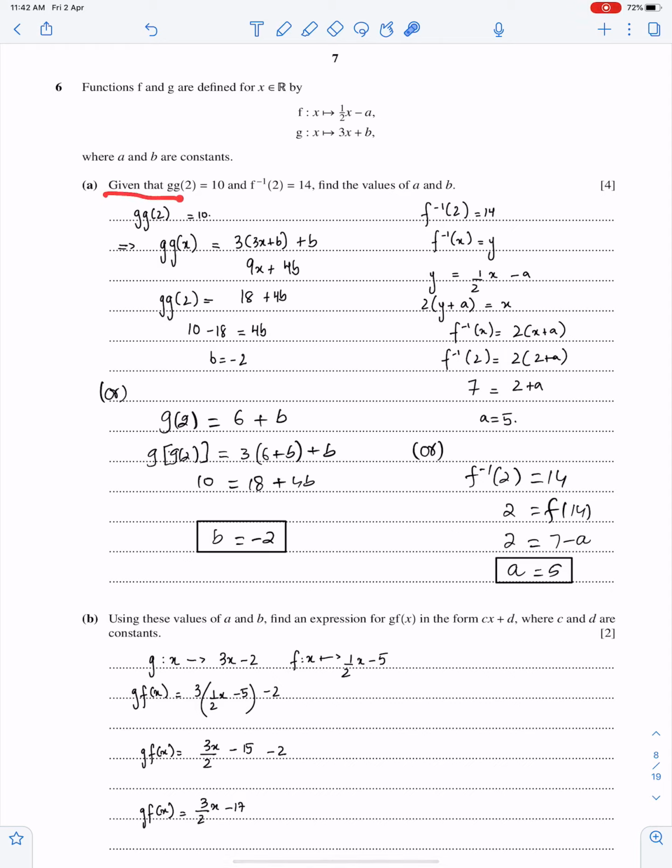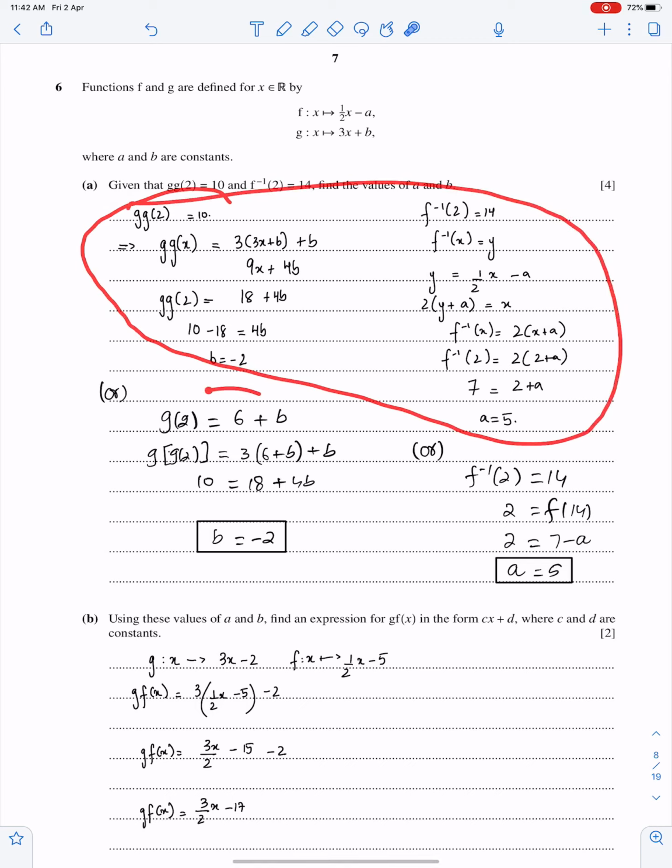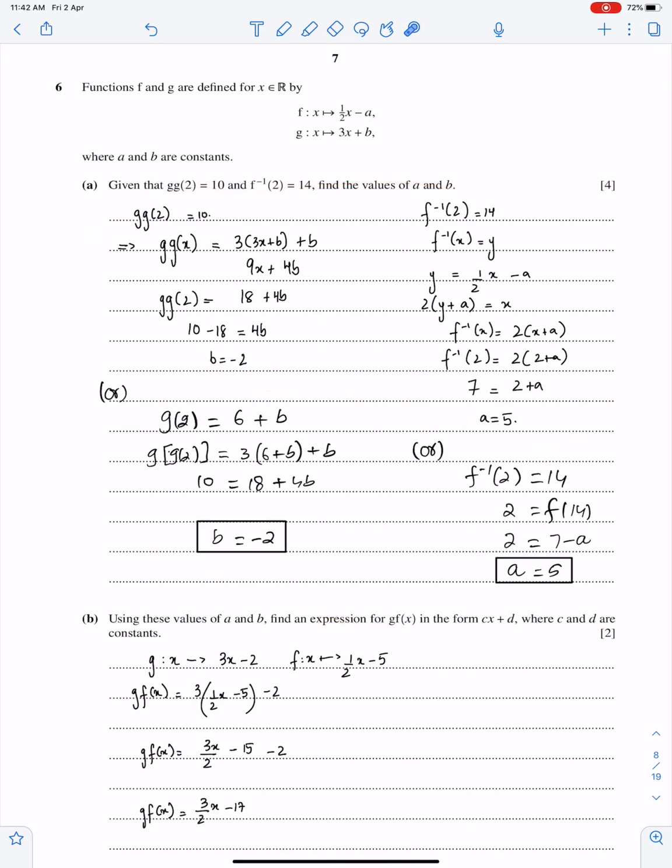Given that g of 2 is 10, f inverse of 2 is 14. Find the values of a and b. There are two possible solutions. Number one this, and number two this. I will explain both of these solutions. I will first explain this solution.